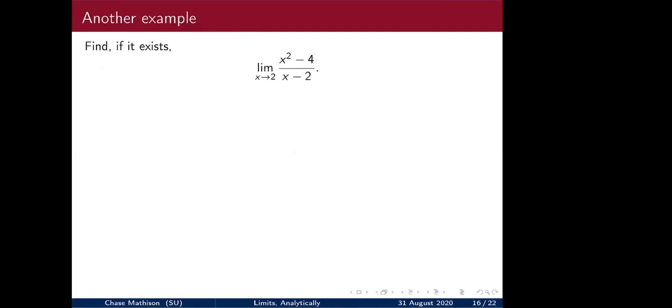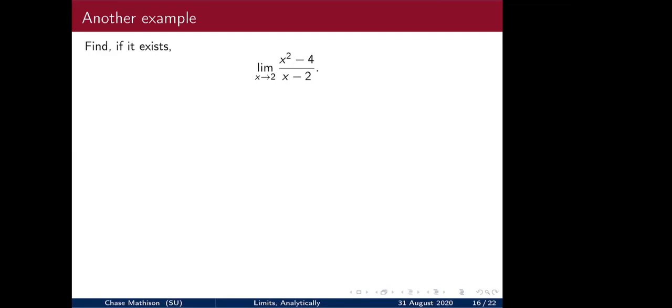All right, so let's look at this limit. Find, if it exists, the limit as x approaches 2 of (x squared minus 4) over (x minus 2). Now if we just try to plug in x equals 2 here, like last time when we plugged in x equals negative 2 and it was fine, what happens here? Yeah, we get 0 over 0, which tells us nothing. So we need to do a little more work here.